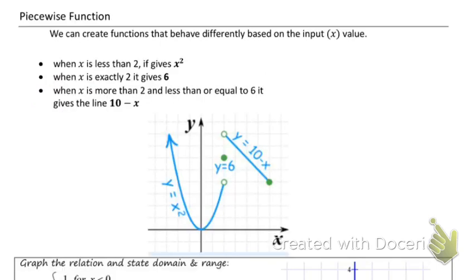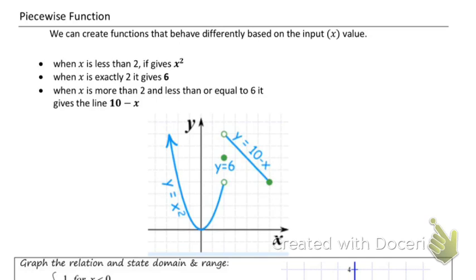Then today we're going to talk about piecewise functions. Piecewise functions are just graphing functions, but just part by part by part. So we can create functions that behave differently based upon input x values. So an example of a piecewise function is down here. We set up restraints on each function.